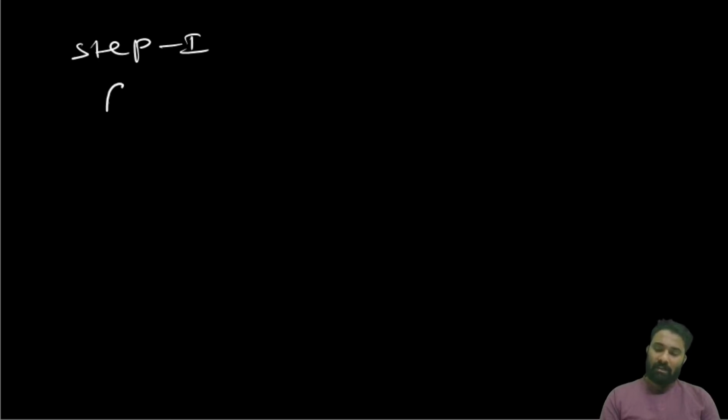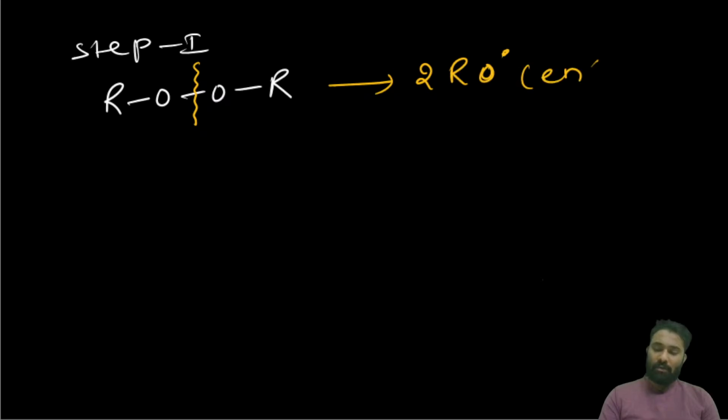Here we have taken an organic peroxide, right? In this organic peroxide, in the first step we have to give energy. When we have given the energy, what will it form? It will form the radical. Clear? This step is endothermic.